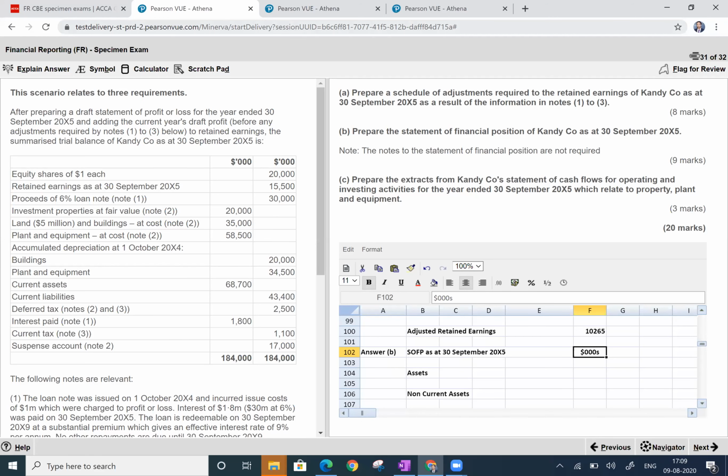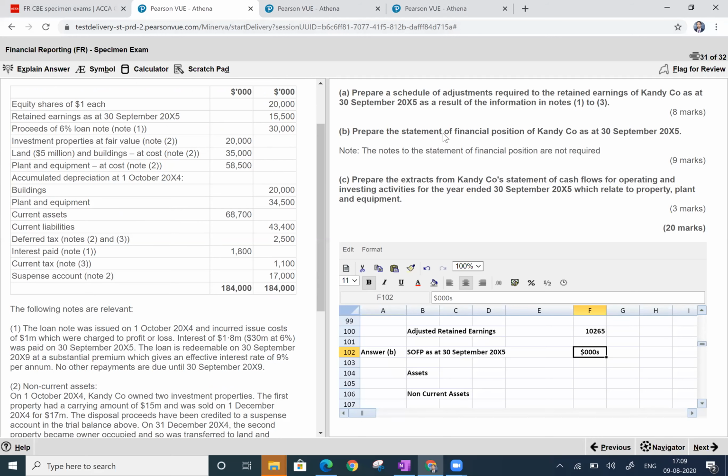Yes, very good. It's 0. Why is it 0? You had two investment properties. Property number 1 you sold, so it's not there. What about property number 2? That property number 2, having 5 million or 5,000, is no longer an investment property. It has been transferred. It is now property, plant and equipment.